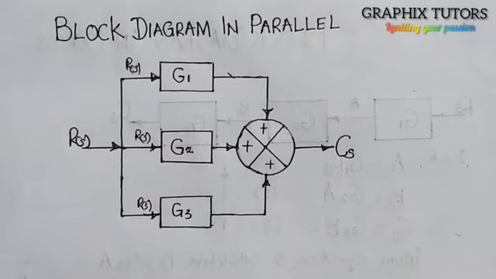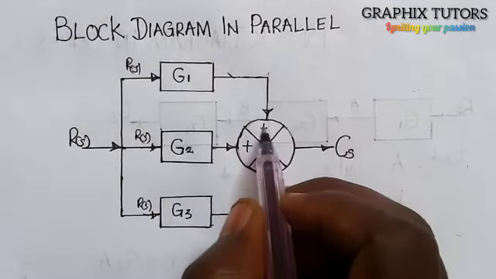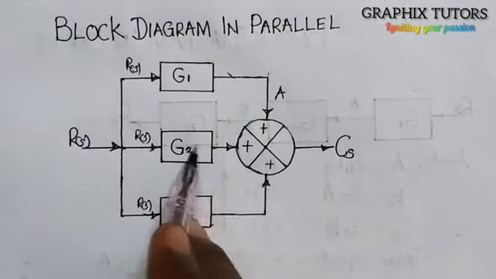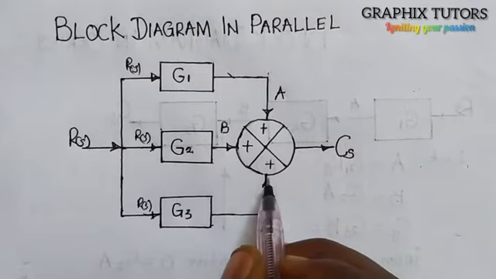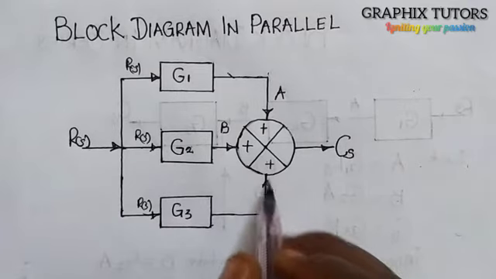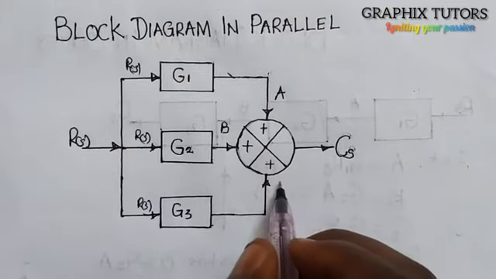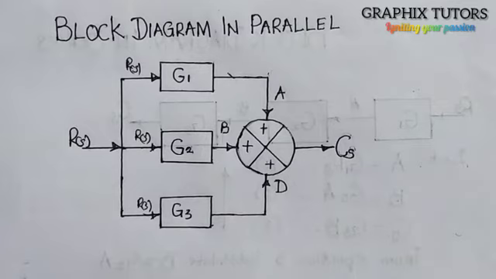Now what we'll do here is this. We are going to say that let one of the inputs coming to the summer be A. Another one going in here should be B. Another one going in here should be C. But I would not like to use C so that we will not get confused with this CS we have here. So I'm going to use D. Is that okay?